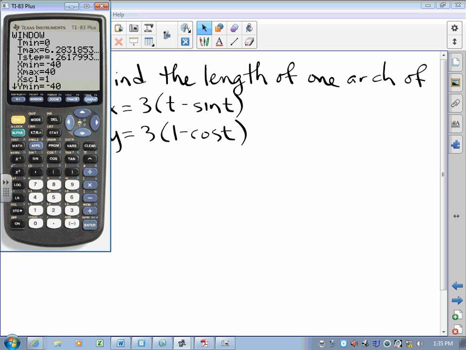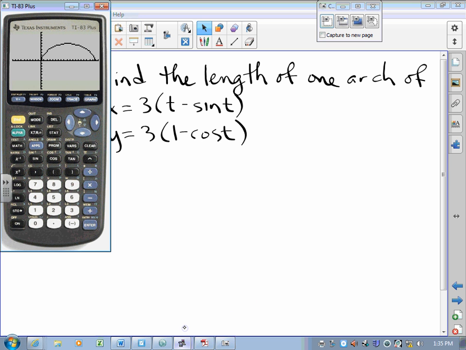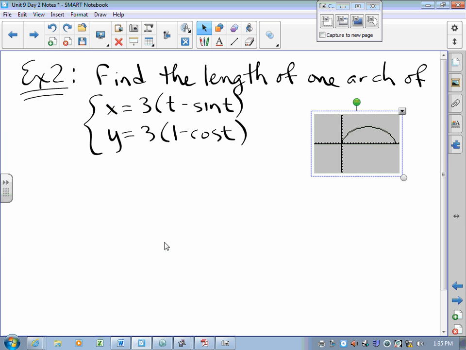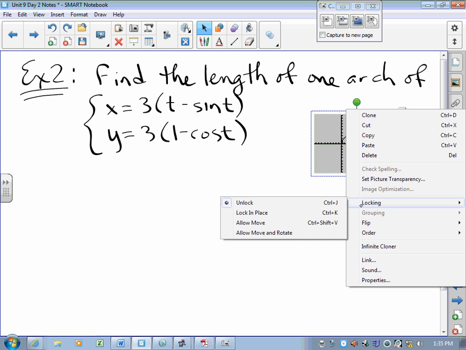Okay, and then there it is, and we'll do a zoom standard. Oh, no, that's not going to do it. We'll take our x's out to 20. There! That's one arch, and a fine-looking arch it is, if I say so myself. We should talk about what a cycloid is when we show up for class, but that's not important right now.